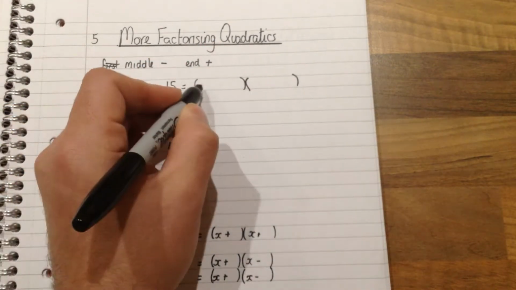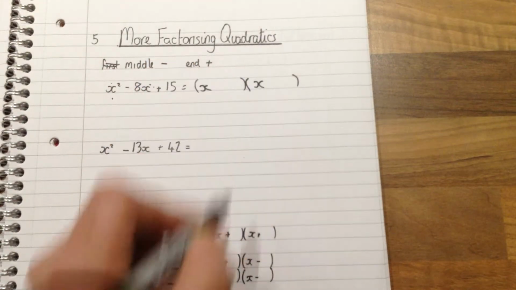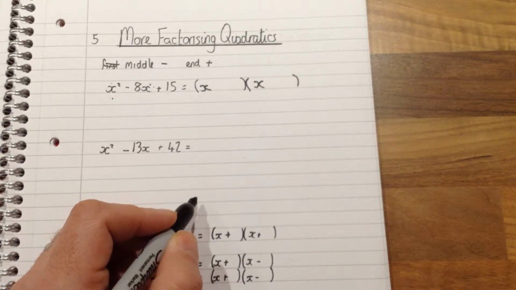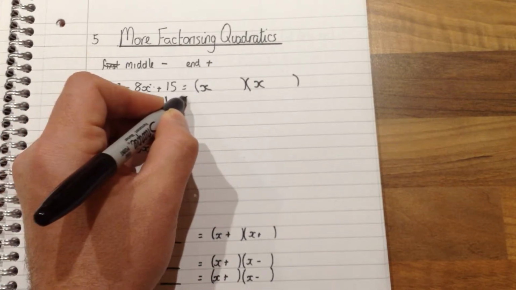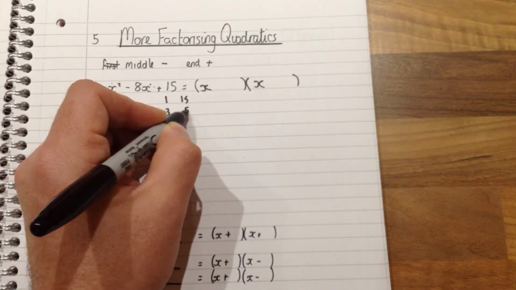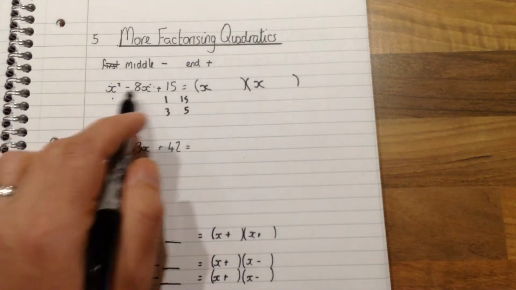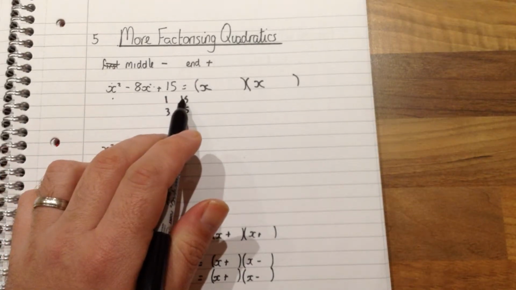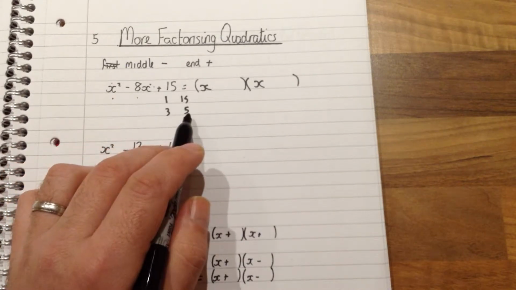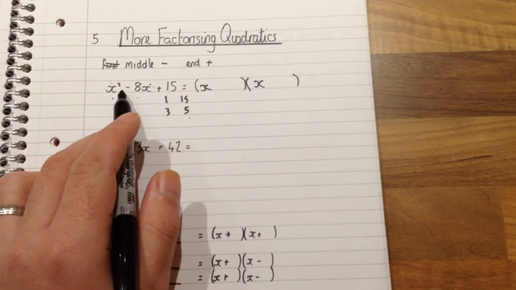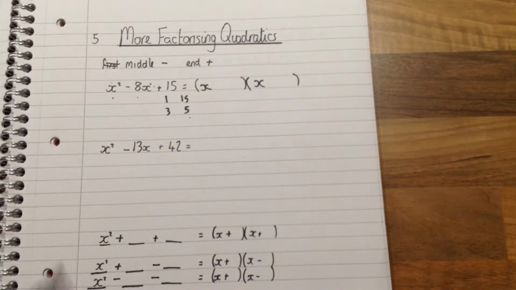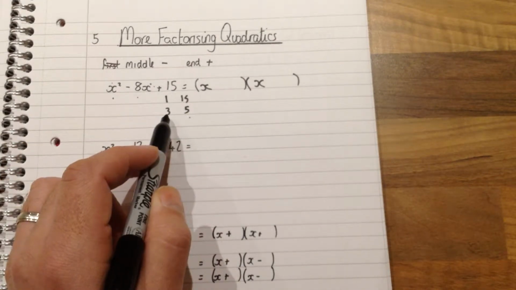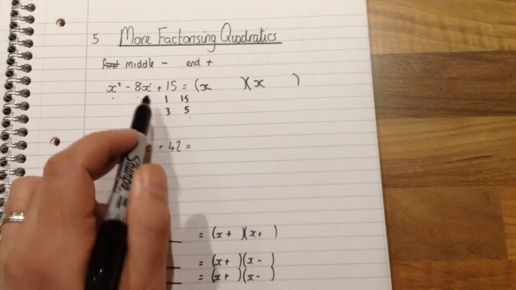We need an x in both to make the x squared part. We then think we need two numbers that multiply together to make 15. So our options here are 1 and 15, 3 and 5. Let's go through the combinations. If I'm adding, 1 plus 15 is 16, no good. 3 plus 5 is 8, not quite. We need it to be minus 8. So with this one, because we want a minus 8, just doing 5 take away 3 or 3 take away 5, that wouldn't quite work.